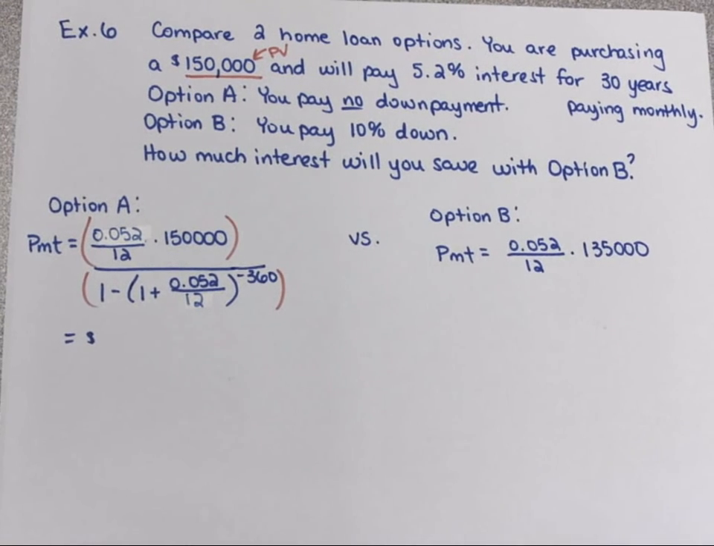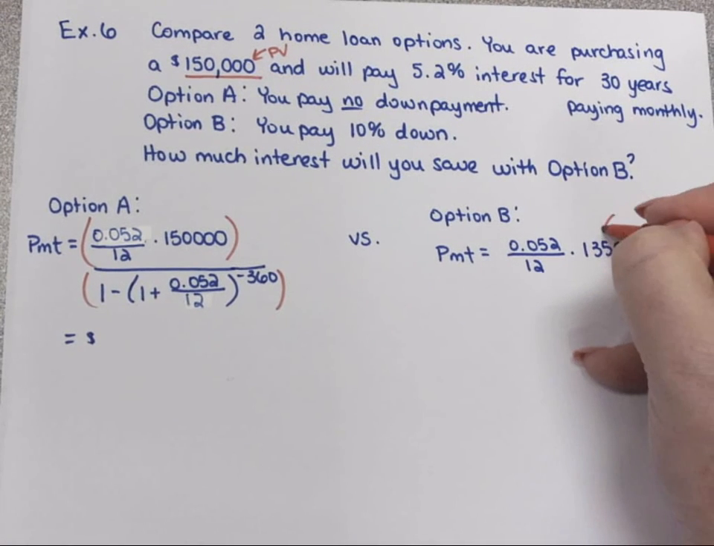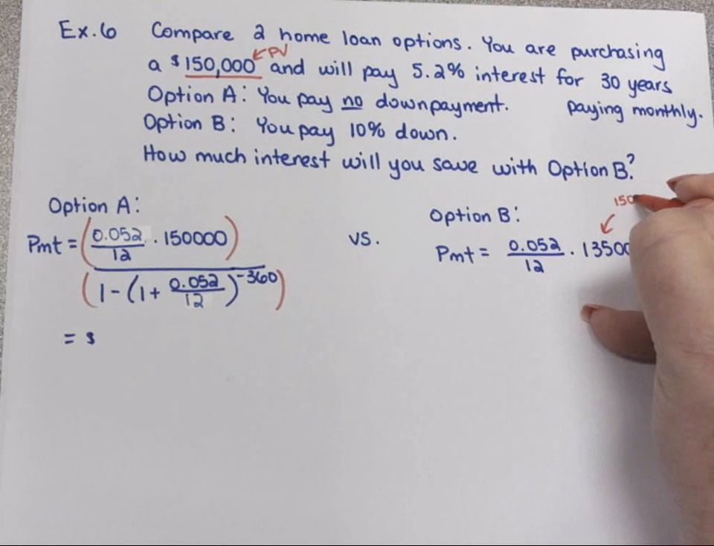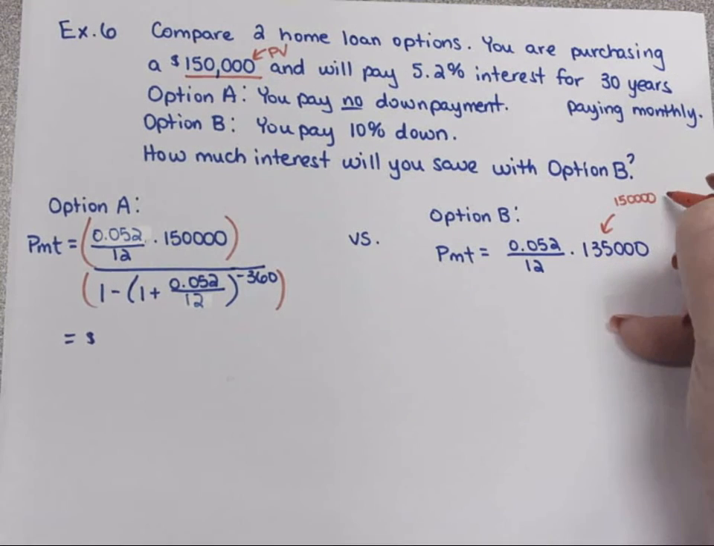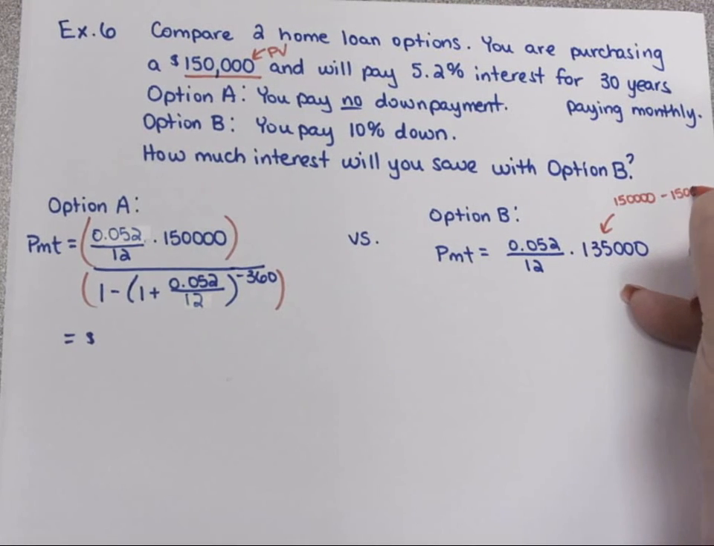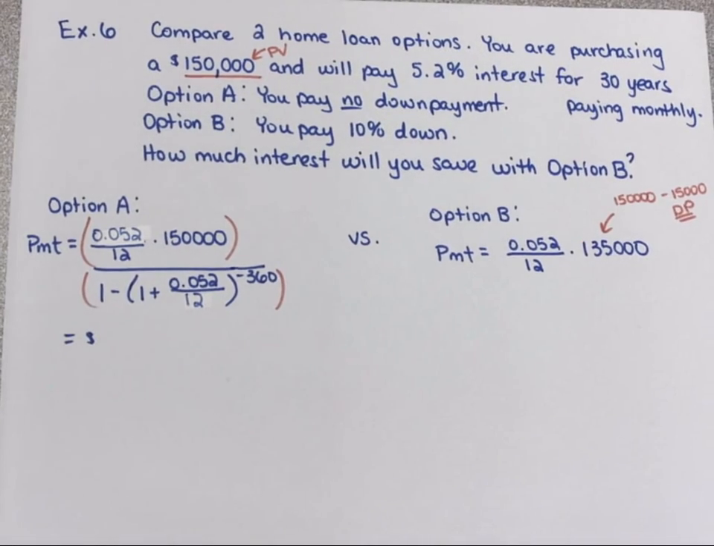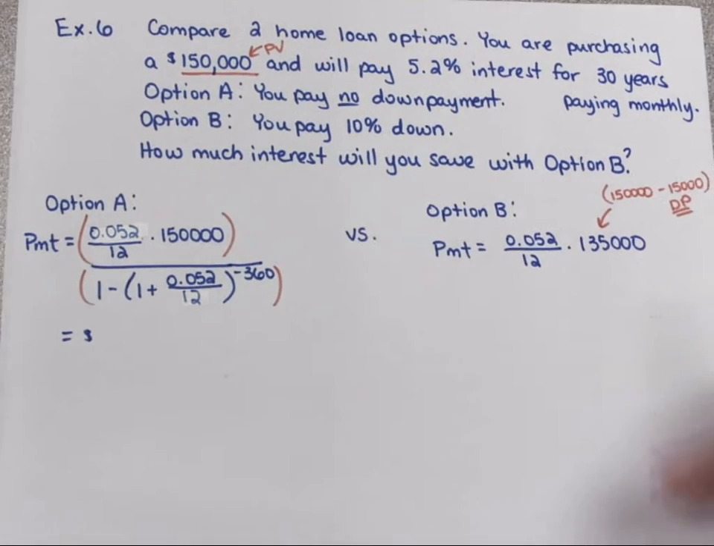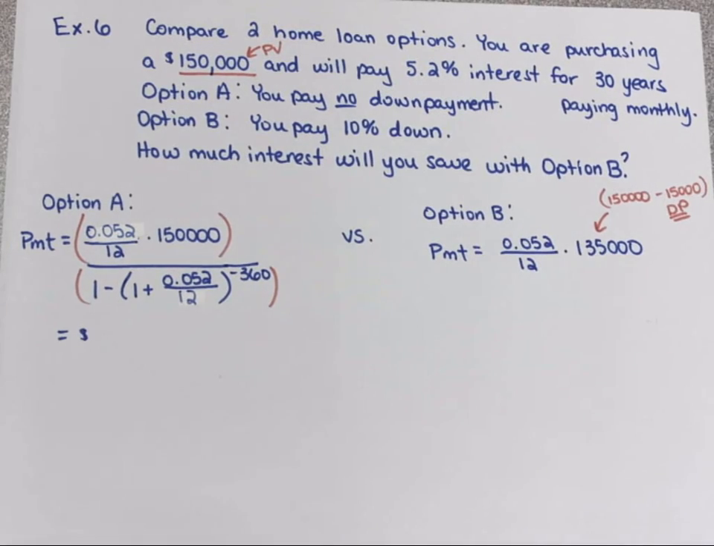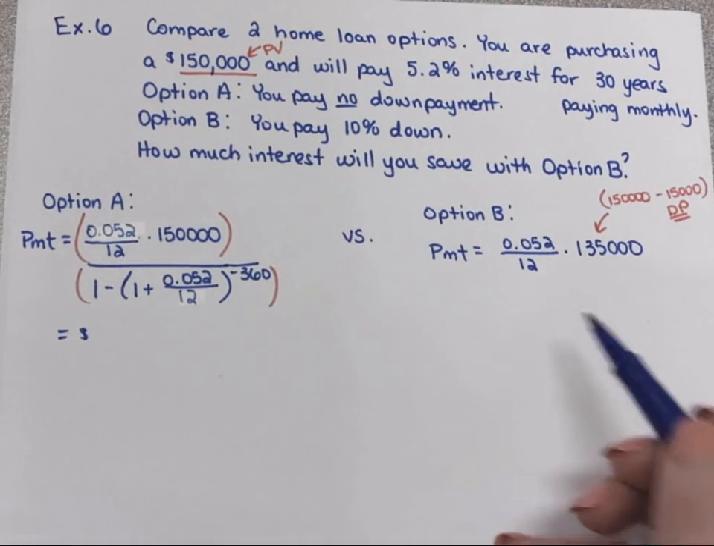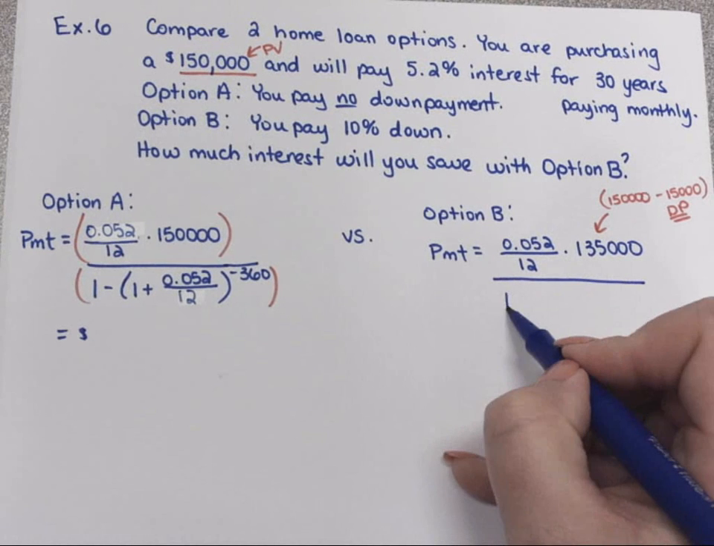Okay, so let's make sure that we know where we got this from. This is $150,000 minus $15,000 for the down payment. So that's how I got that amount right there. Because 10%, remember, is easy to find. You just move the decimal place once. And then on the bottom, it should look the same as the other.